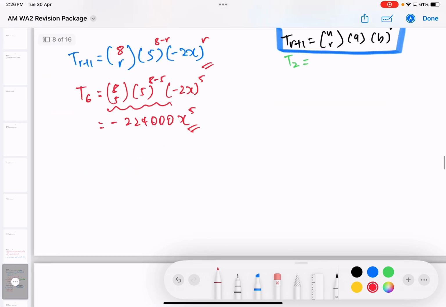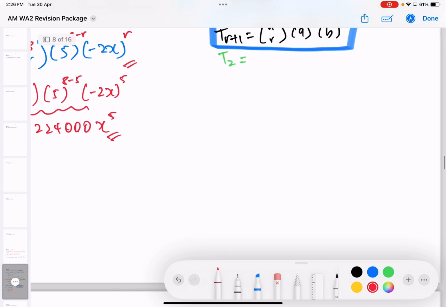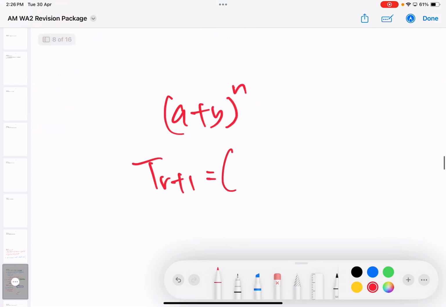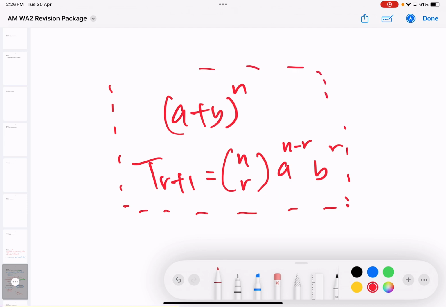So again, what is the formula you need to memorize? T_{r+1} in any expansion of (a plus b) to the power of n. If you want to find any term, the formula is n choose r, a to the power of n minus r, b to the power of r. That is all. In binomial, only got 2 formulas. That's all for the entire chapter. Only 2 formulas.